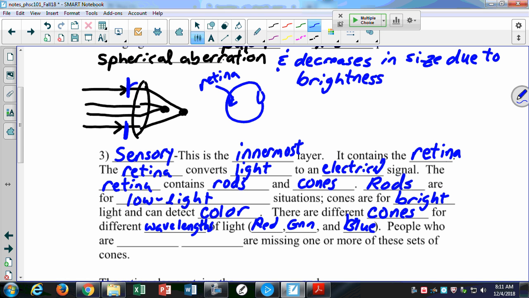And people who are colorblind, my son is colorblind, are missing one or more of these sets of cones. So my son, he's what? I think he's red-blue colorblind. That means that he can't really distinguish, say, purple from blue, for example. They just look the same to him. There are other colors that he's just sort of missing.